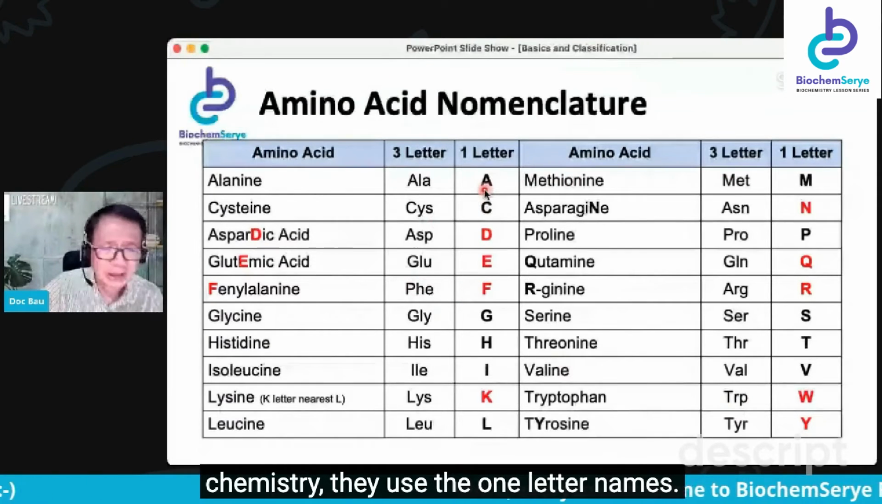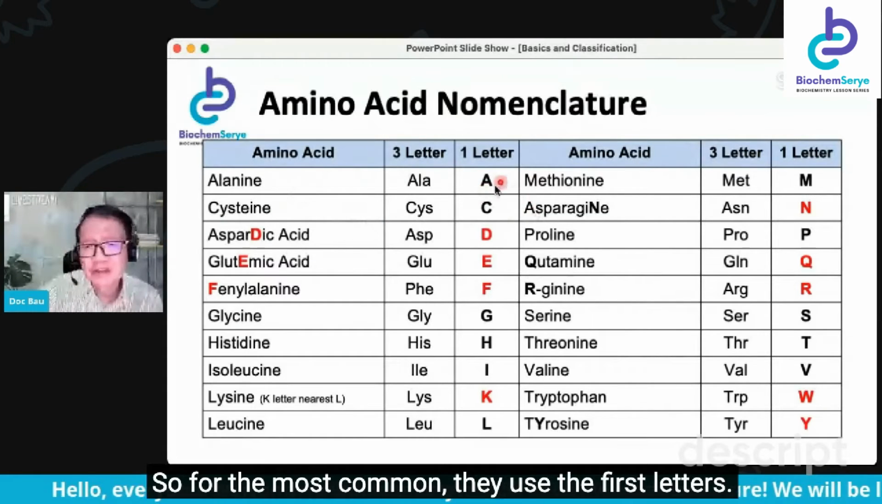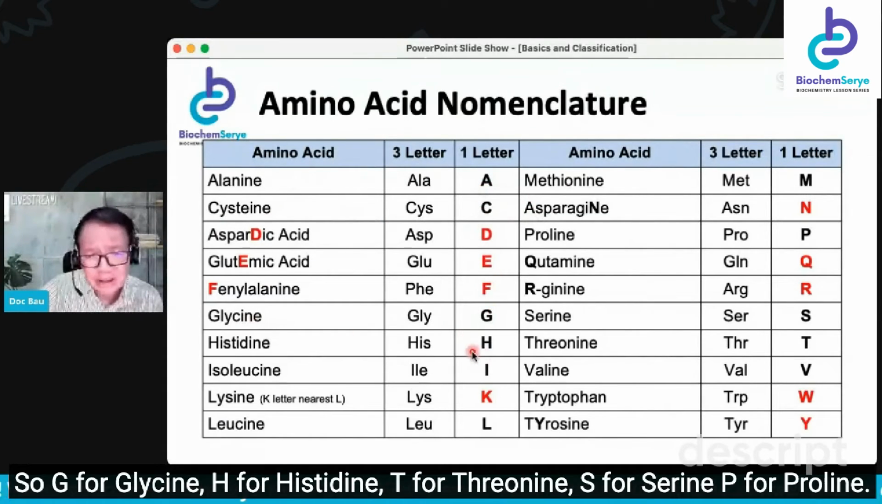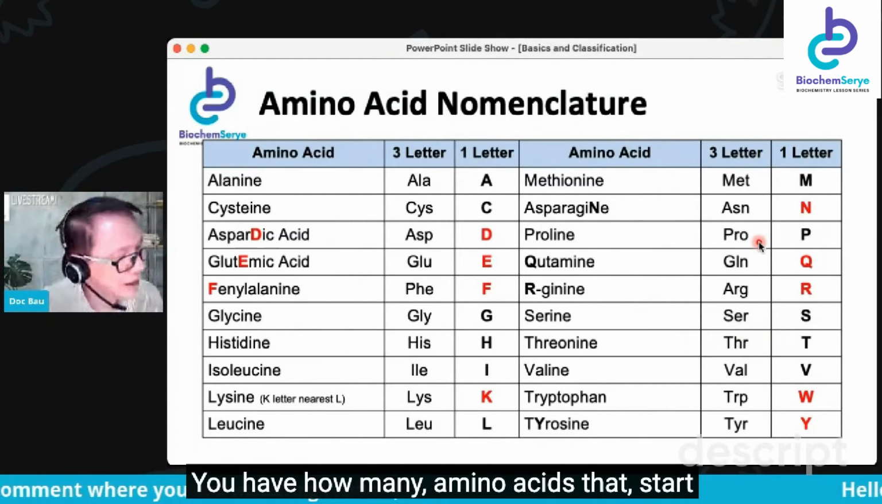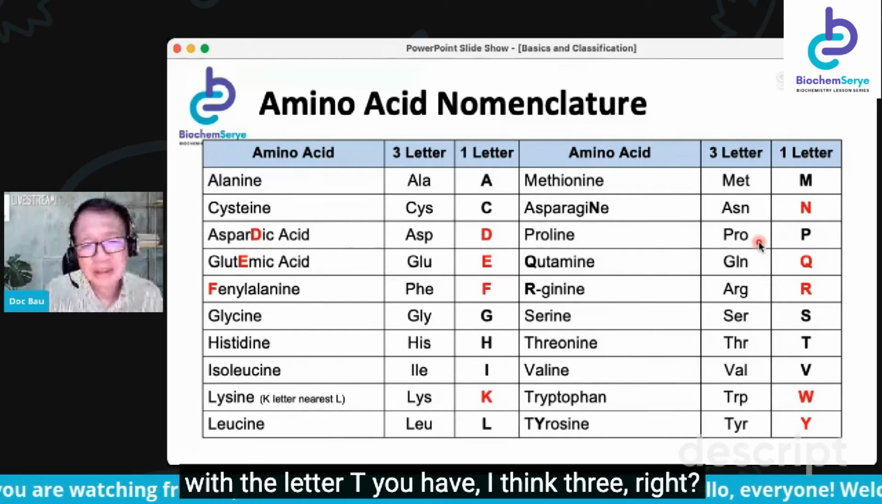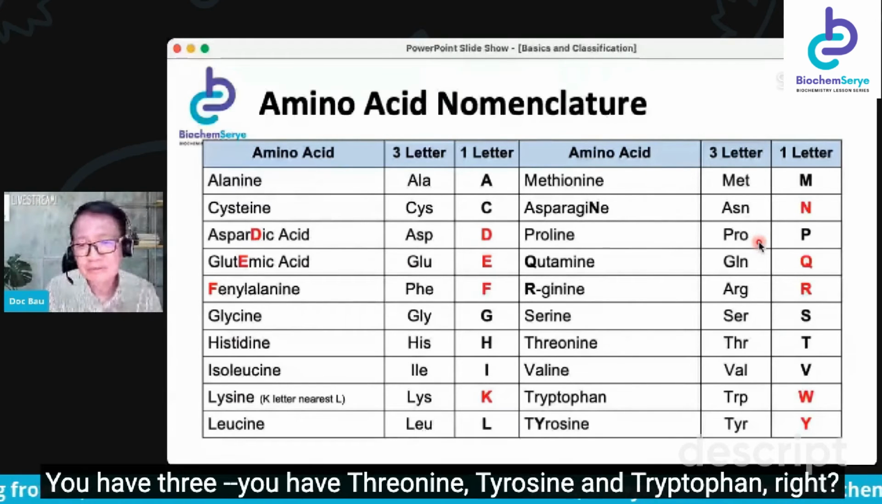In polypeptide chemistry, they use the one-letter names. So for the most common, they use the first letters. So G for glycine, H for histidine, T for threonine, S for serine, P for proline, no problem. But you have a lot of amino acids that share the first letters, right? How many amino acids start with the letter T? You have, I think, three, right? You have threonine, tyrosine, tryptophan, right?